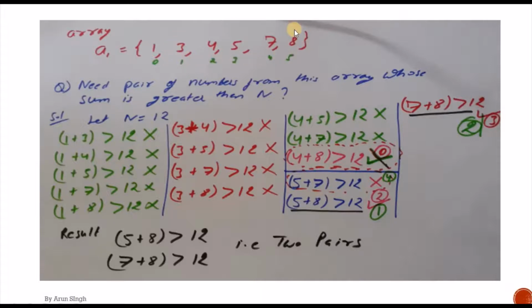So log n is the complexity for each of these parts. I have total n elements and log n is for each. So the total complexity is n log n. What is the total complexity? It is n log n.